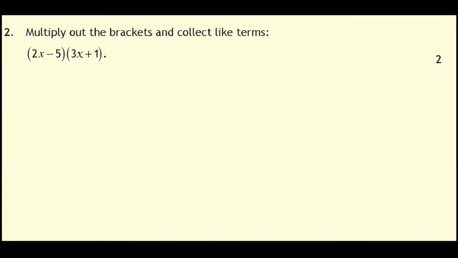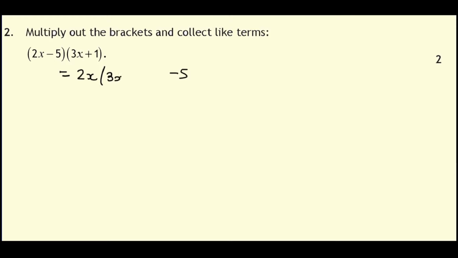Question number 2 is asking us to multiply out 2 brackets, so a binomial multiplying by another binomial. We're going to do this by the double and split method. So we're going to split the first bracket, the 2x and the minus 5, and each of these parts is going to multiply by bracket 2, the 3x plus 1.